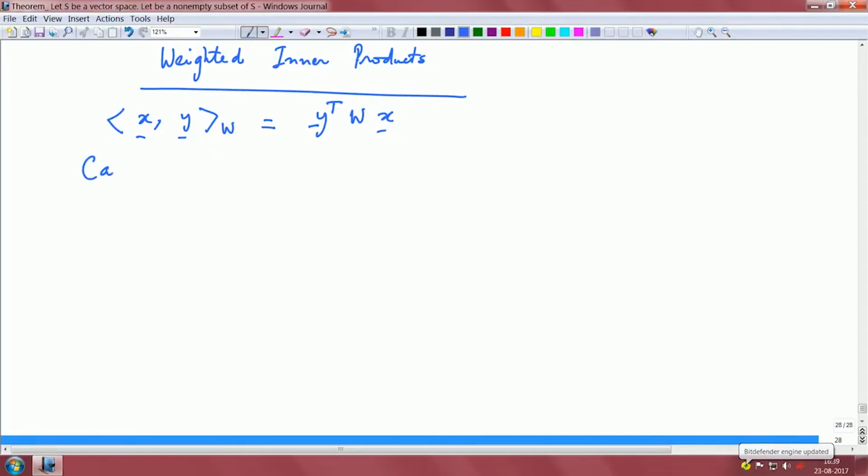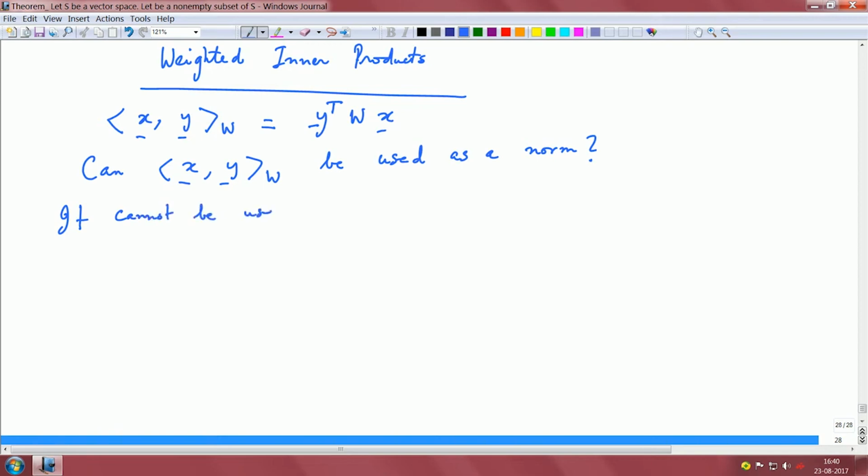The question is, can this quantity x y, the weighted inner product, be used as a norm? It is a sort of a natural question that we get, right. Can this be used as a norm? The answer to this is, it cannot be used as a norm.